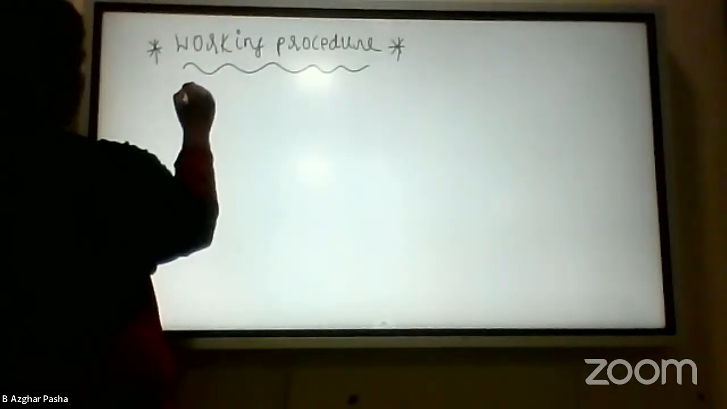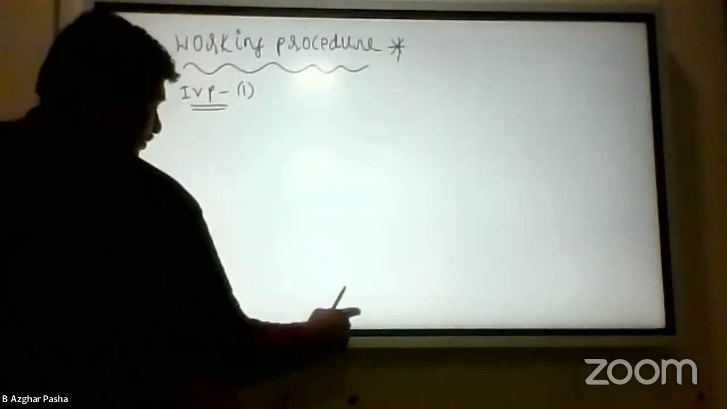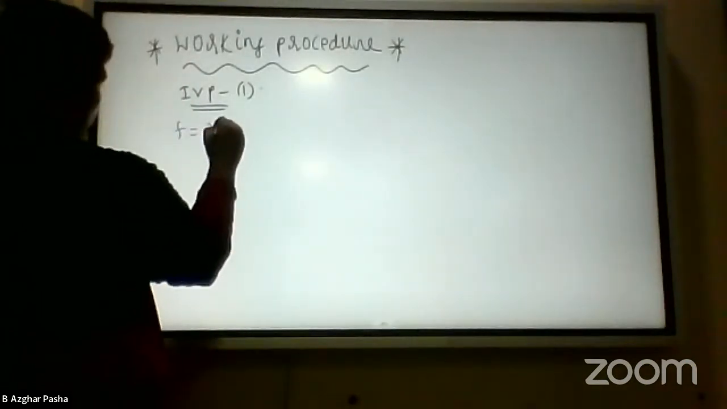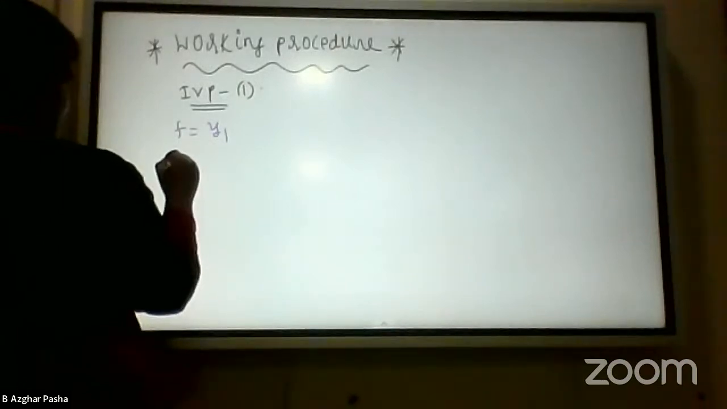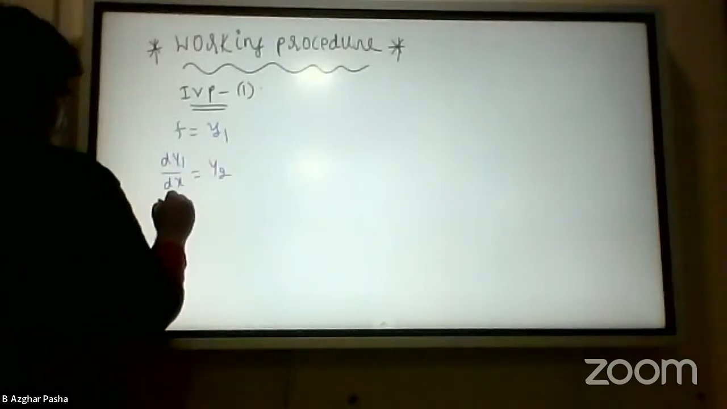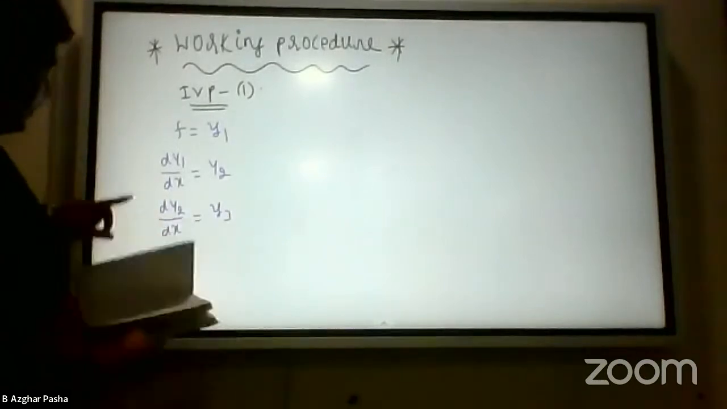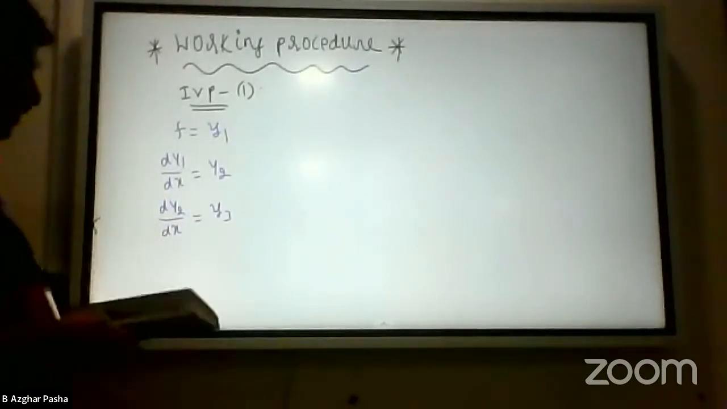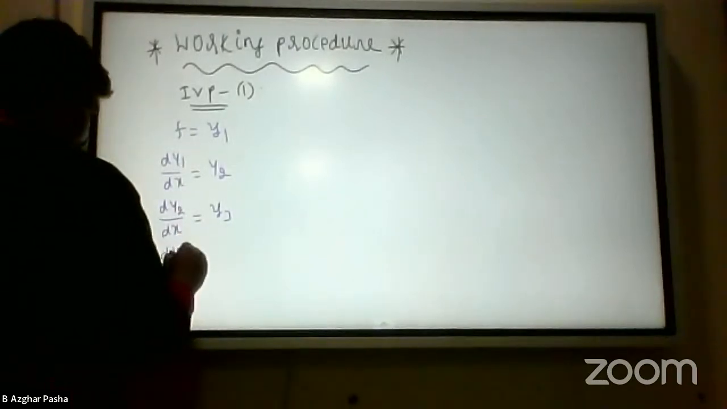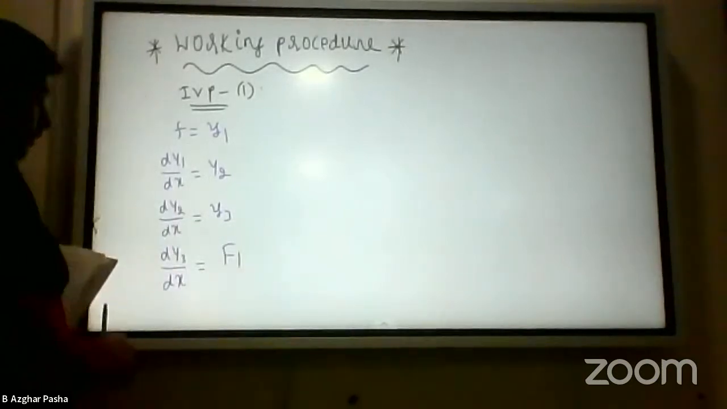First set for IVP1, you know these things. I'll start with f is equal to y1, then the derivative of y1 with respect to x is y2, the derivative of y2 with respect to x is y3. So this is f dash, f double dash. For f double dash, we had an equation, so that part you have to write. The third derivative, dy3 by dx, is equal to that equation, capital F1.